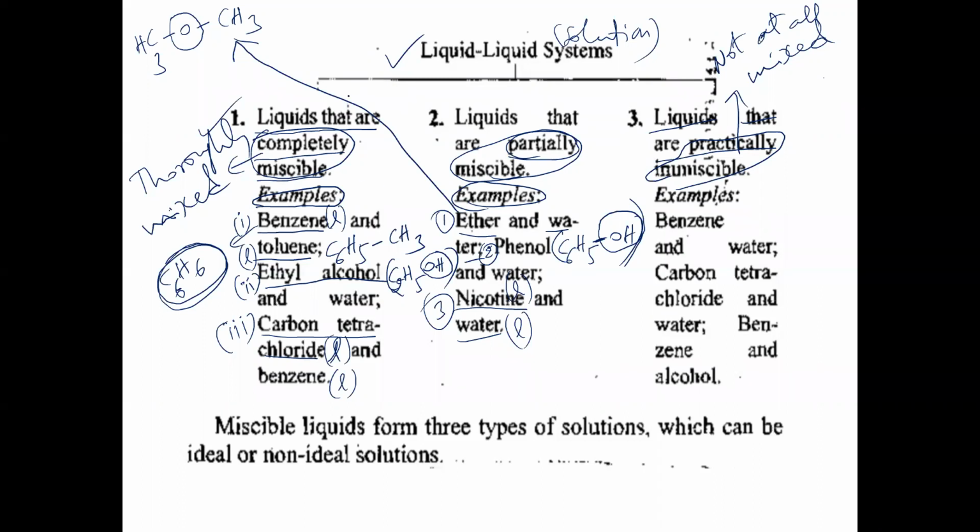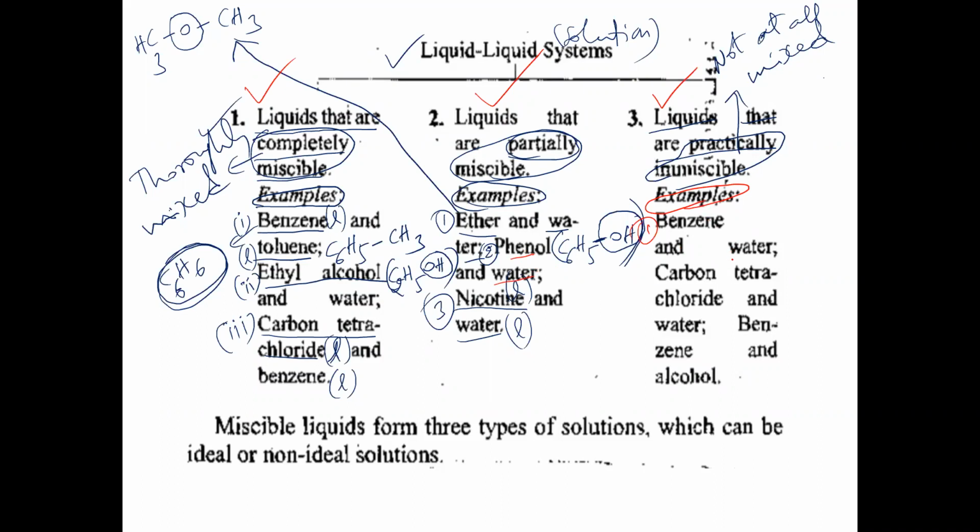So first kind is what? Tell me. Miscible liquids. Second type is partially miscible, meaning incompletely miscible. And third type is practically immiscible liquids, meaning they are not at all mixed with each other. Examples of this kind, you check it. First example is benzene and water. Phenol and water are partially miscible, partially mixed.